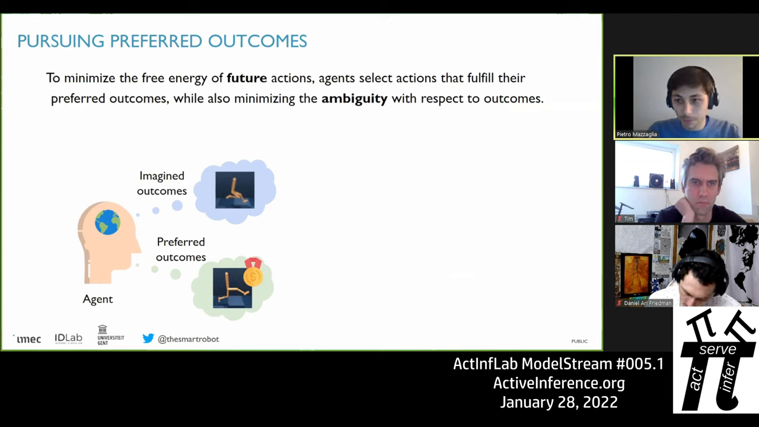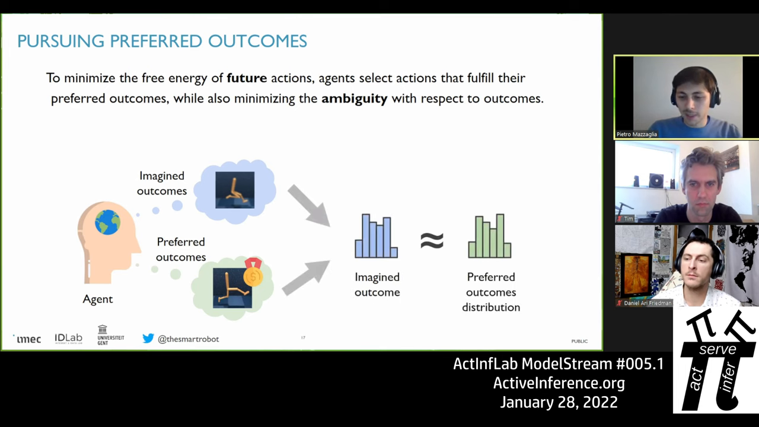And the second part of active inference involves learning to pursue the preferred outcome. In order to pursue preferred outcomes, an active inference agent will do two things. One, try to minimize the distance with respect to these preferred outcomes, but on the other hand, also minimize the ambiguity with respect to the environment. Normally this is done by trying to match the two distributions, as we saw with a KL divergence, trying to match the distribution of the imagined outcome with the preferred outcomes distribution.